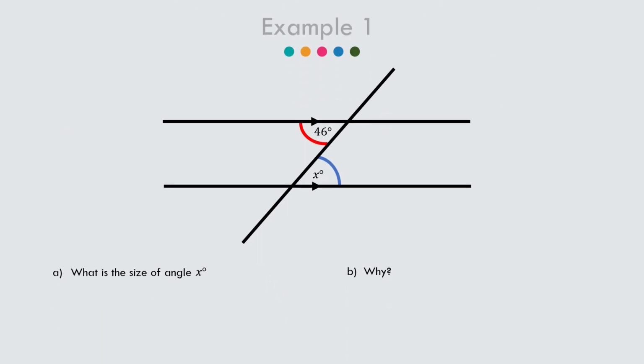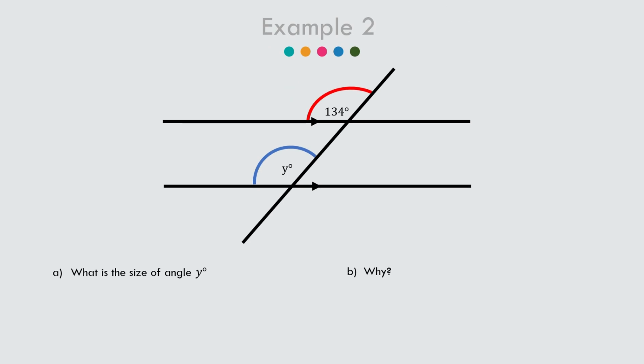Here is our first example. The question asks, what is the size of angle X? The answer is 46 degrees, and the reason is because they are alternate angles, and they form a Z shape, so they must be the same.